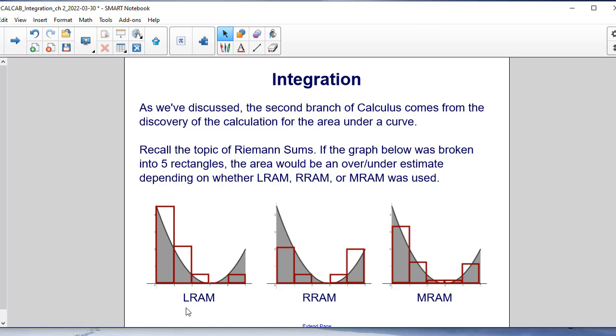LRAM is the left-hand rectangular approximation method. That's where the curve would pass through the left corner of the rectangle. RRAM is the right-hand rectangular approximation method. That's where the curve would pass through the right corner of the rectangles. And the MRAM would be the midpoint rectangular approximation method. And that's where the curve would pass through the midpoint of the rectangles.